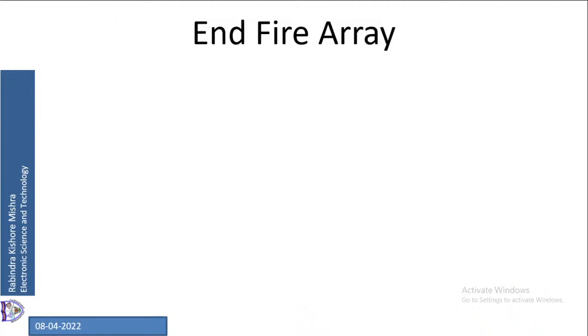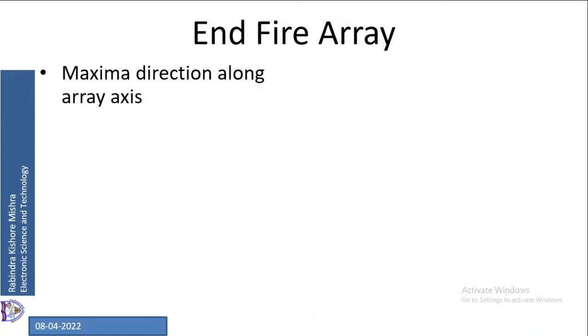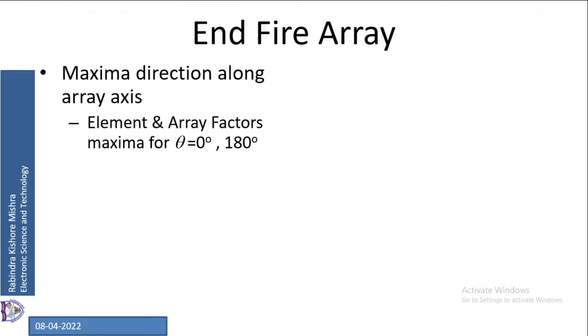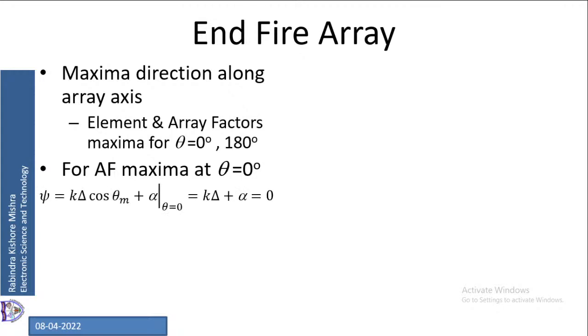Then we will come to the end fire array. End fire array has its maximum direction along the array axis, that is the main point. Element and array factor maxima are for theta equal to 0 or theta equal to 180 degrees, because that is where the array axis lies. The array axis is the Z axis. For the Z axis, theta is equal to 0 or 180 degrees. For array factor maxima, theta has to be 0.